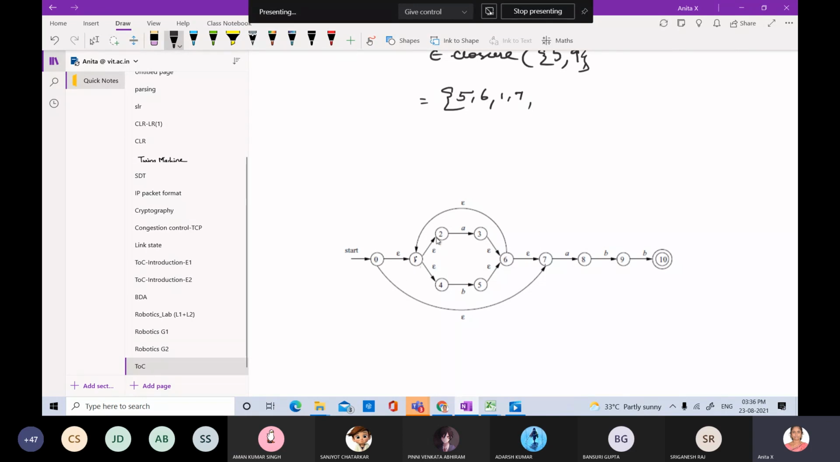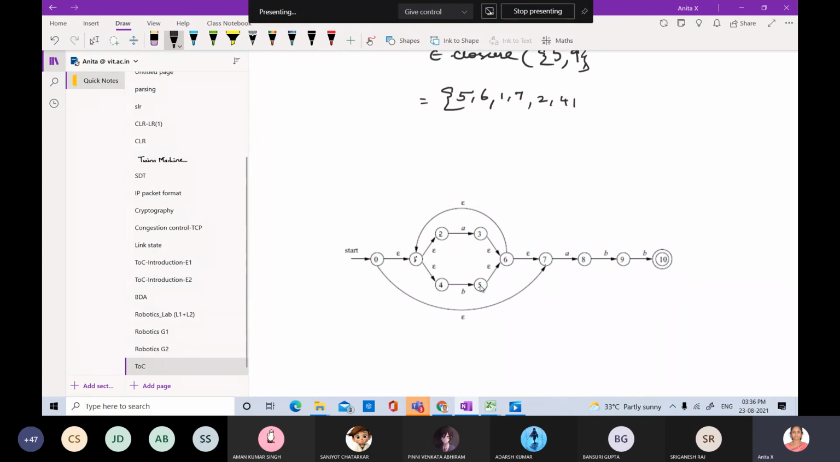From 1, I'm having transition to 2 and 4. So 2 and 4. From 7, I'm not having any epsilon transition, right? So are you clear with the epsilon closure of 5? Yes or no? Yes, ma'am. Can you repeat it once more? Yes, of course. Good. Epsilon closure of 5.